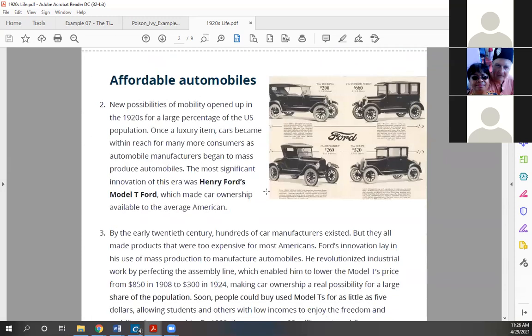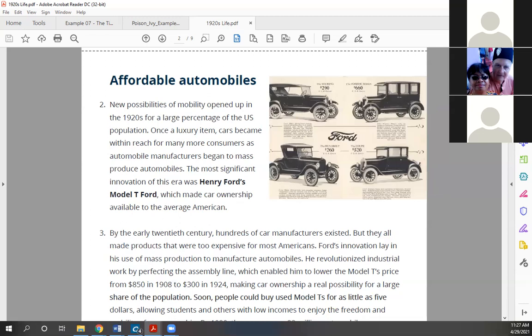Okay. So affordable automobiles. Now, I don't know exactly when this advertisement is from, so I may not be historically accurate, but these are the kind of cars we're talking about. It says new possibilities of mobility opened up in the 1920s for a large percentage of the US population. Once a luxury item, cars became within reach for many more consumers as automobile manufacturers began to mass produce automobiles. The most significant innovation of this era was Henry Ford's Model T Ford, which made car ownership available to the average American. So I think the closest thing to a Model T is probably this bottom left.